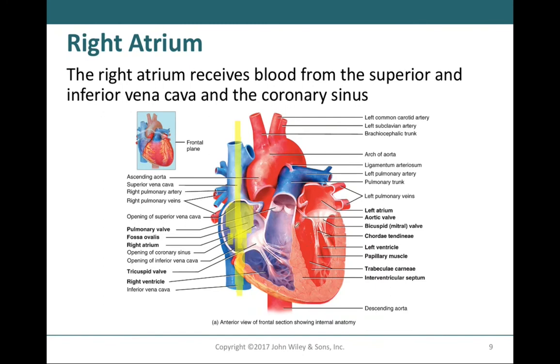There will also be valves in between the right ventricle and the pulmonary trunk, as well as the left ventricle and the aorta. So those valves are going to regulate the flow between either the atria and the ventricles, or perhaps the ventricles and the large vessels that are going to take blood out to our different circulations.